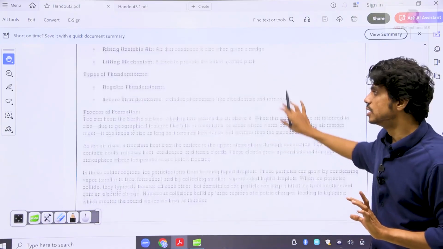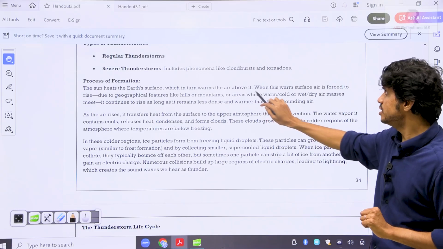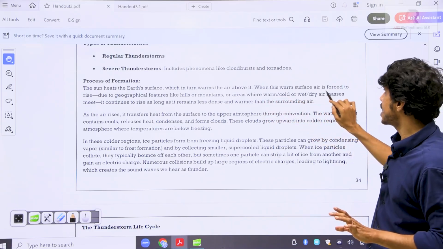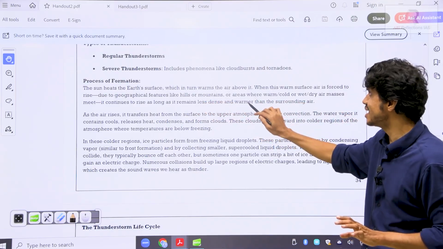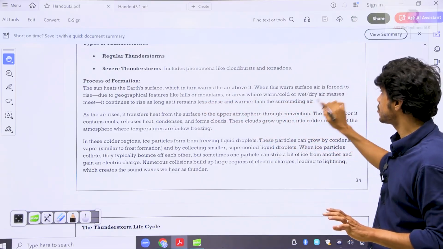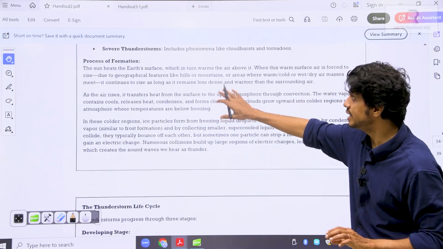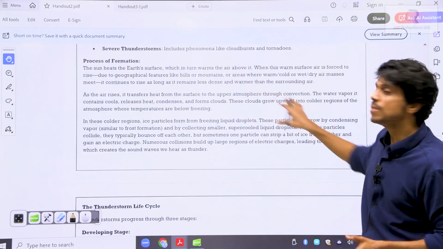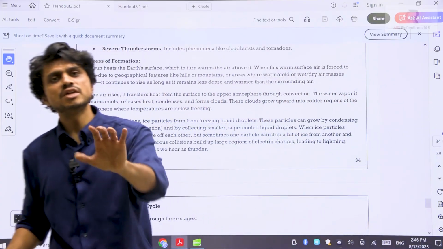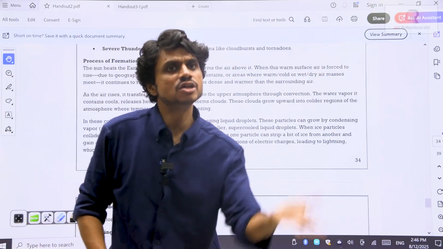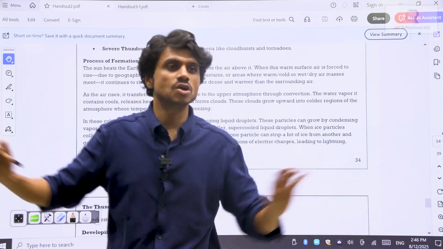We will see that. The sun heats the earth's surface, which in turn warms the air above it. When this warm surface air is forced to rise due to geographical features like hills or mountains, or areas where warm or cold or wet or dry air masses meet, it continues to rise as long as it remains less dense and warmer than the surrounding air. So whenever there is a high temperature or whenever there is any mountain, this parcel of air will continue to rise as long as the parcel of air temperature is higher than the surrounding air.